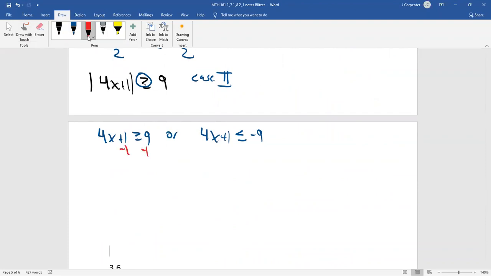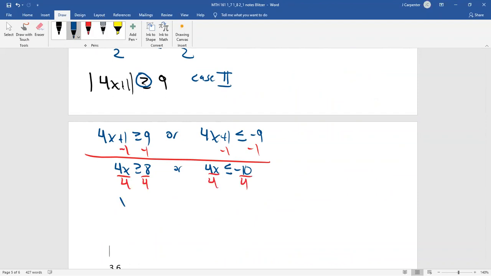Subtract 1 on both sides of both inequalities, and we'll get 4x is greater than or equal to 8, or 4x is less than or equal to negative 10. Divide both sides by 4. Both of these, and we get x is bigger than or equal to 2, or x is less than or equal to negative 5/2 when you reduce your fraction.